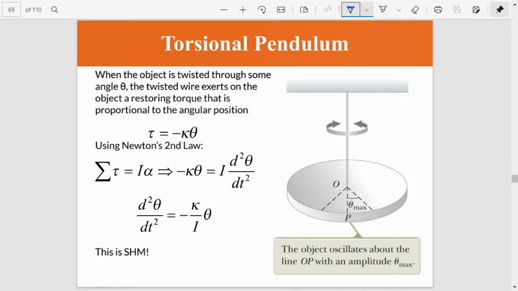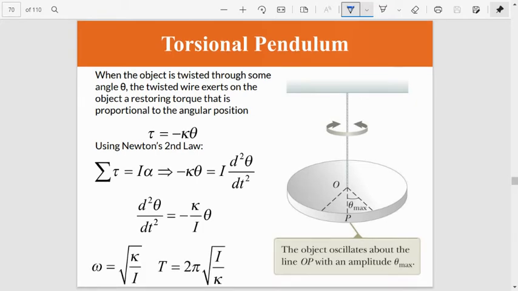This is not the most crucial topic for the chapter, but it's an interesting case nonetheless. You can then describe the angular position, velocity, and acceleration using the formula we've seen before. And now the angular frequency depends not on the spring's constant, but on a torsional pendulum constant, kappa, which again is a function of the material of the string.